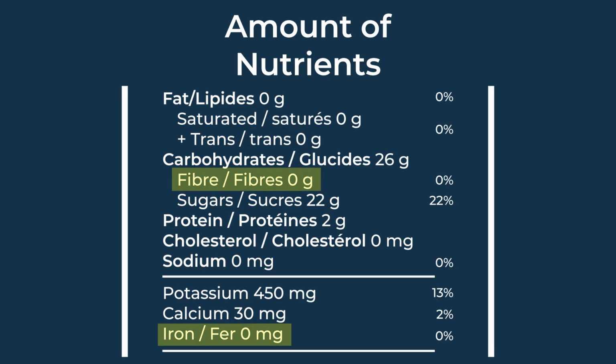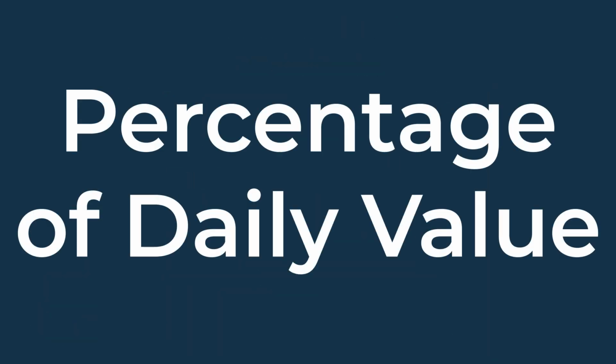Some of these, like fiber and iron, are nutrients many people need more of, while others, like saturated fat and sodium, should often be limited depending on an individual's health needs. Being able to interpret this information is essential for healthcare students, as it enables them to provide accurate and practical dietary guidance. Percentage of daily value.